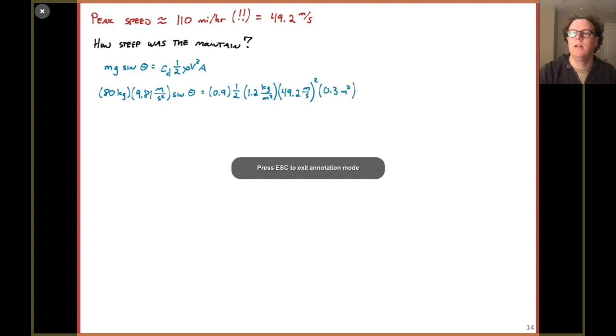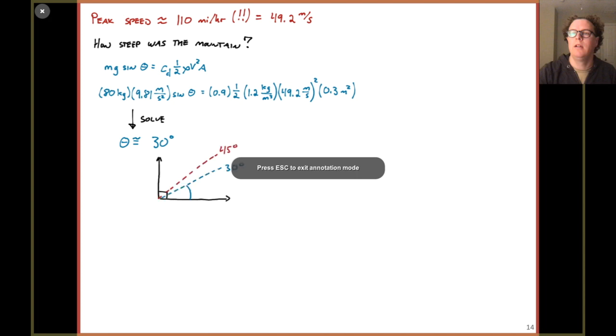Now, we don't have the mass of that rider, but 80 kilograms is a reasonable estimate for an adult male. We've got gravity, 9.81 meters per second squared, sine theta, where theta is that unknown angle. And on the right, we're going to use the drag coefficient of 0.9 times 1/2, the density of air, 1.2 kilograms per cubic meter, our velocity squared, and a frontal area of about 0.3 square meters. And so if we go ahead and solve this out, it's an angle of about 30 degrees.